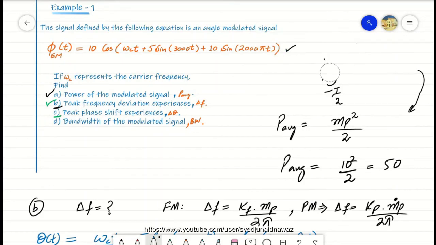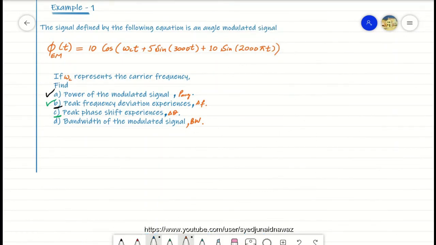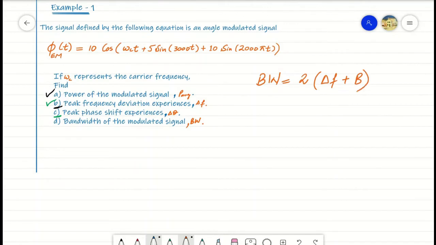In the last part, we are to calculate the bandwidth of the modulated signal. If you recall, the bandwidth of exponential modulated signals can be calculated by using Carson's rule, which gives the bandwidth equal to 2 times the peak frequency deviation plus 2 times the bandwidth of the information signal. We have already computed the peak frequency deviation experienced in this signal, while we need to find the bandwidth of the information signal as the first step to obtain the bandwidth of the modulated signal.